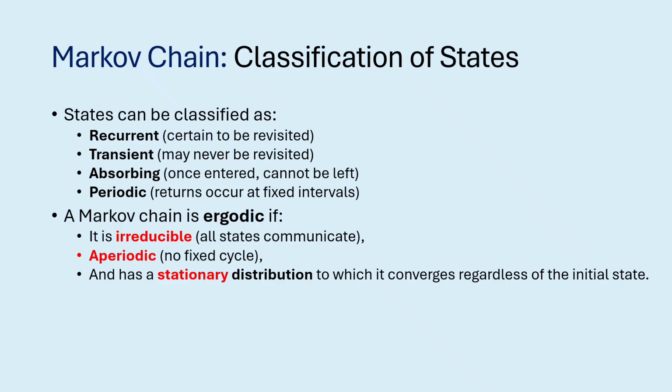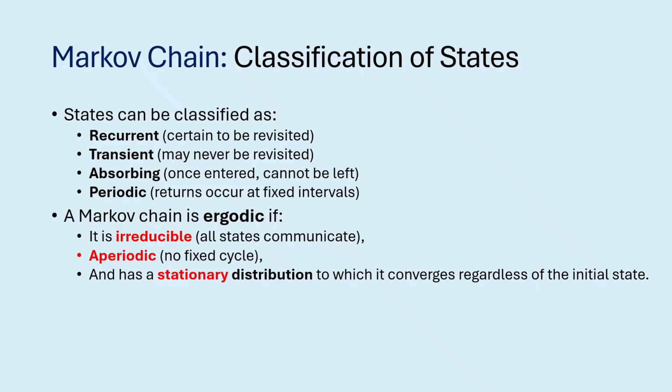And a Markov chain is said to be ergodic if it is irreducible. Irreducible means if there are many states, say three states, all three states can communicate with each other. If there are more than one state, all states will communicate, meaning they revisit each other. That's the meaning of irreducibility.